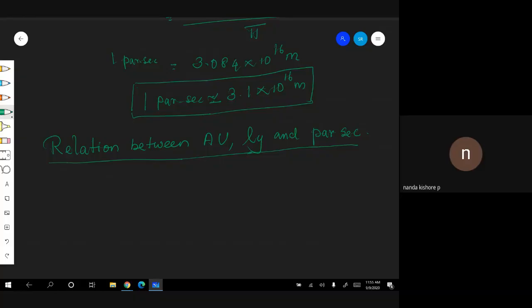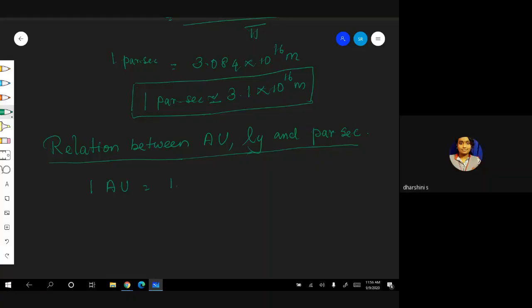Right. Now we are going to see the relation between 1 astronomical unit, light year, and parsec. I am going to take one pair now: how astronomical unit and parsec are related. To start with, let me first write 1 astronomical unit. Can you give me what is 1 astronomical unit?